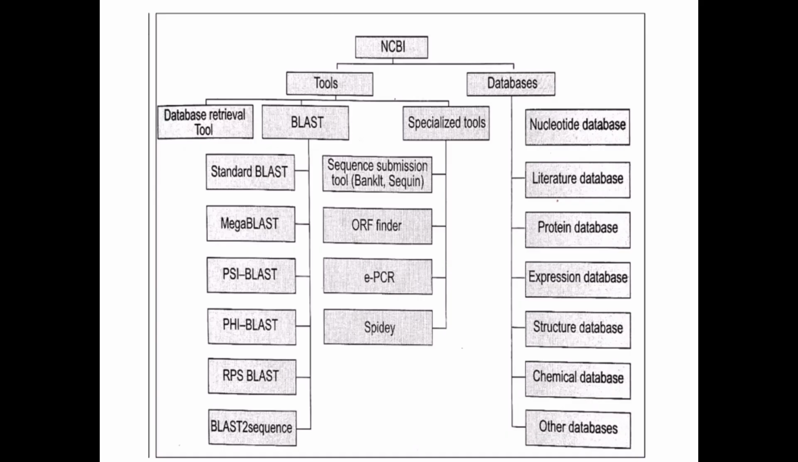Then when we look into the tools, we can broadly classify NCBI into a database set and a tool set. So in the tool set come the data retrieval tools, BLAST and specialized tools. And under databases, there are the nucleotide databases, literature databases, protein databases, expression databases, structure databases, chemical and other databases. So this is the broad classification of all the facilities given by the NCBI.